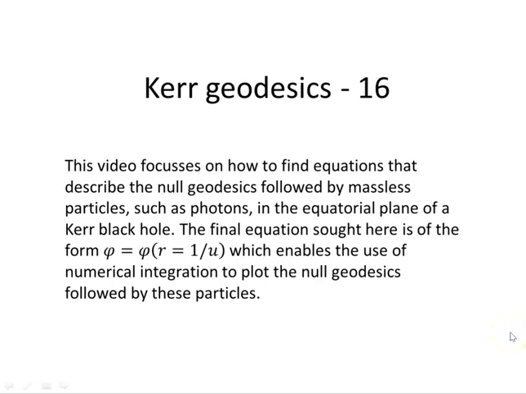This video focuses on how to find equations that describe the null geodesics followed by massless particles, such as photons, in the equatorial plane of a Kerr black hole. The final equation sought here is of the form phi equals phi of r, which is then substituted with 1 on u, which enables the use of numerical integration to plot the null geodesics followed by these particles.